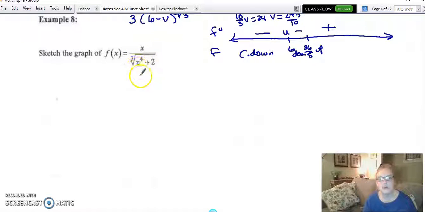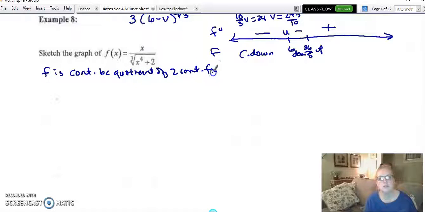So there are no discontinuities on this. This is the quotient of two continuous functions. So f is continuous because it's the quotient of two continuous functions. The bottom is continuous because it's the composition of two continuous functions. So we have a nice combination going. Our domain is negative infinity to infinity.